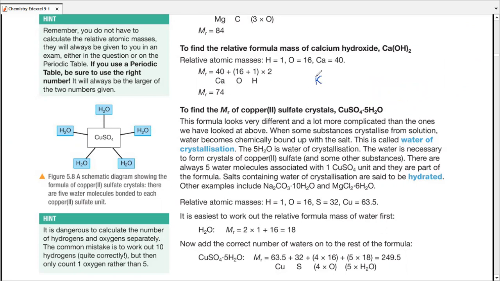You may note it down. Don't do it right away, but you can note it down. This is K2SO4.Al2(SO4)3.24H2O.